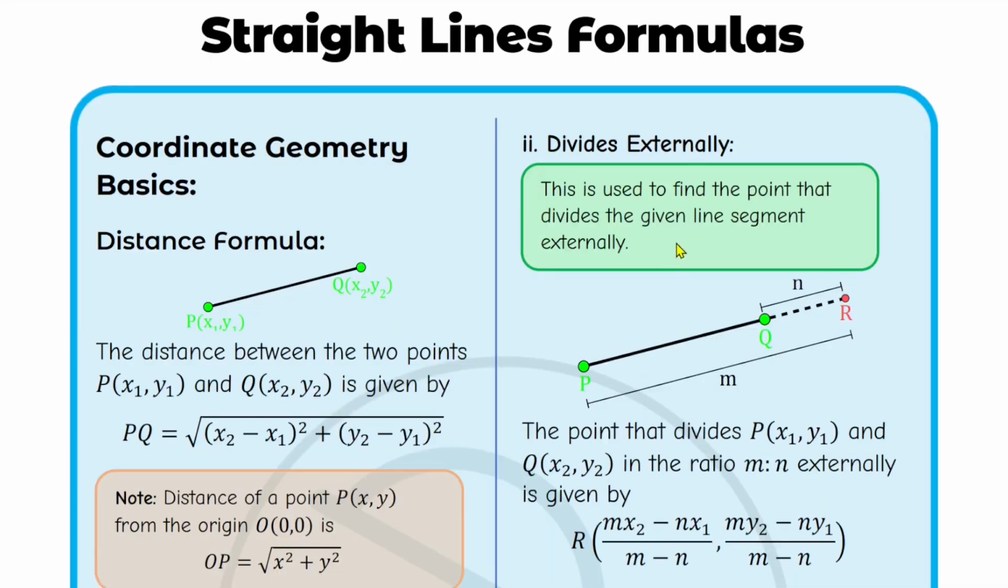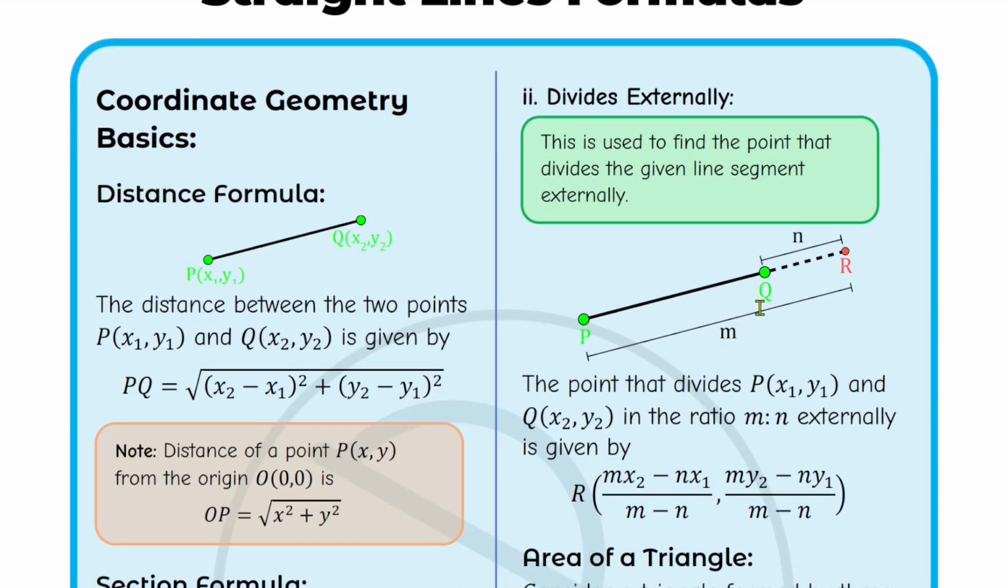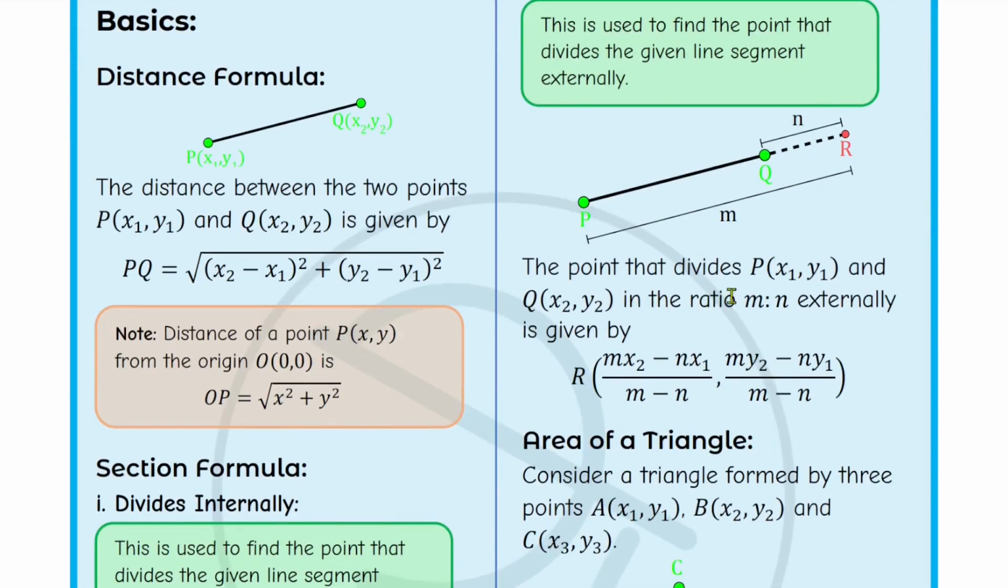In this, the point divides the line segment externally. That is, if you see this image carefully, you observe that the point R is outside of the line segment PQ. So let's say P is given by (x1, y1) and Q is (x2, y2). And let's say R divides PQ externally in the ratio m:n. It is also the same thing as before. It means that PR by QR is equal to m by n. And the point that divides P and Q in the ratio m:n externally is given by (mx2 minus nx1) by (m minus n) and (my2 minus ny1) by (m minus n). The same as before, but instead of plus we have minus.